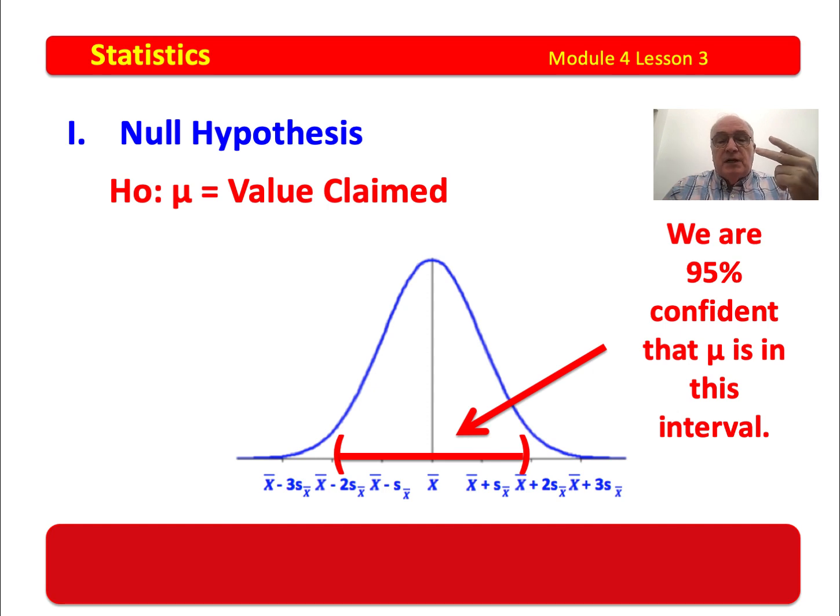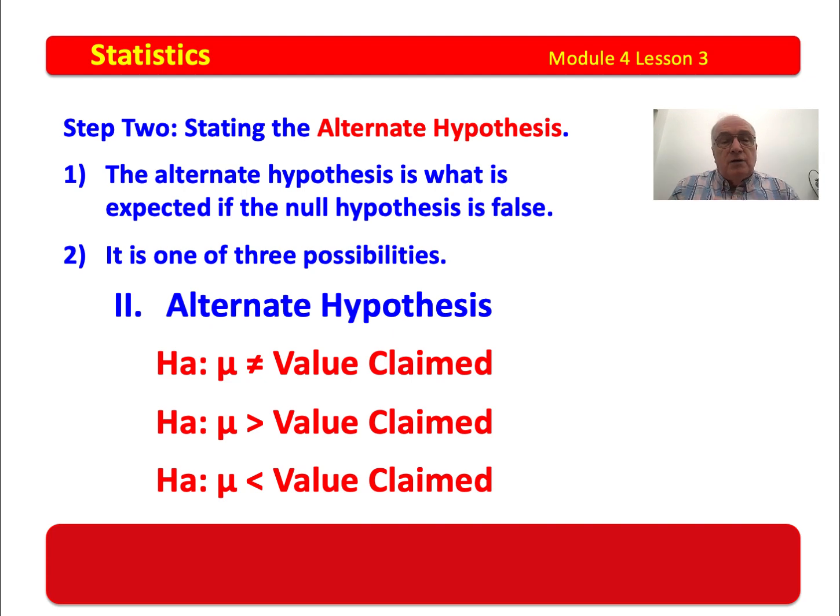We have the possibility of the null hypothesis, that mu equals a value, and then the alternate hypothesis is that mu is not that value, and it can be expressed in 3 forms. The first form is mu just is not that value, doesn't equal it. That means that we have error on each end, and I'll show you that in a minute.